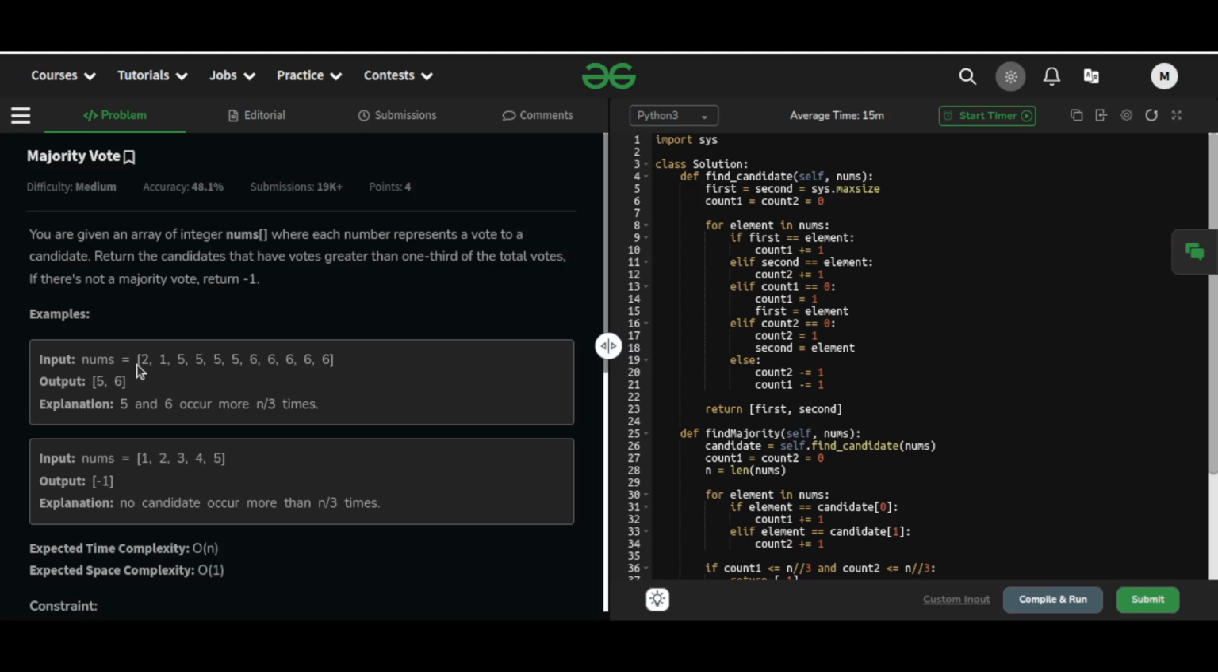So for instance, if this is the nums array which is given to us, as we can see, candidate 5 and 6 are occurring more than n by 3 times, because of which we are returning 5 and 6. So that's about the problem statement, folks. Now let us discuss the solution of this problem.